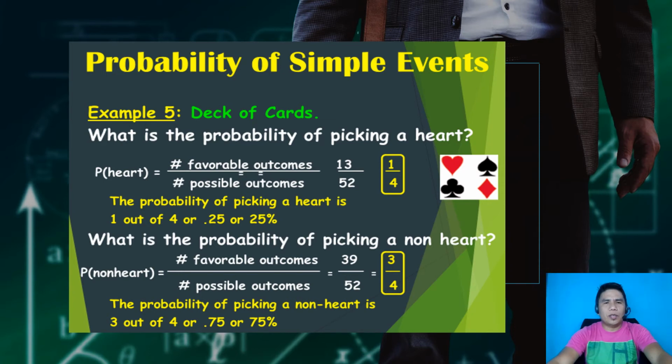So therefore, it's 3/4. And you can say that the probability of picking a non-heart is 3 out of 4, or 0.75, or 75%.